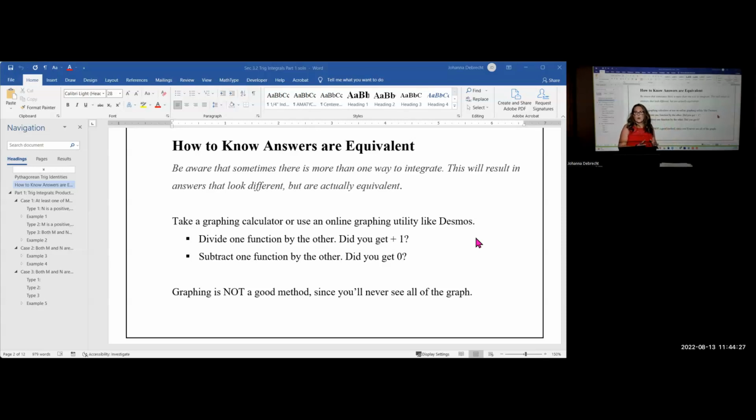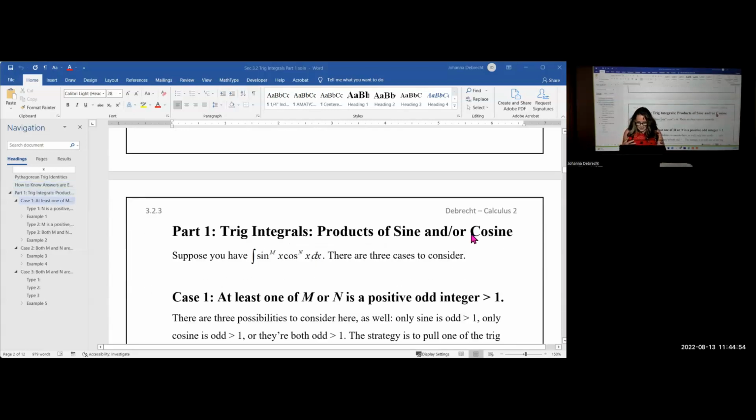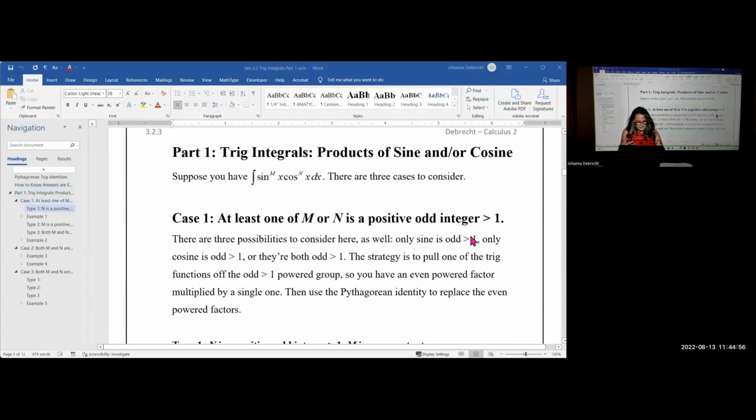And this does happen quite a bit with sine and cosine. And I'll point out when we get to those ones where it can be done in more than one way, where you might get different answers that in fact are equivalent. Now, it's my job, of course, as the professor to know, no matter how you solve it, that the answers are equivalent. As a student, it's a little bit luckier. You just solve the problem. You don't have to worry about if your answer is equivalent to mine. That's my job. Okay, so let's start with the basics.